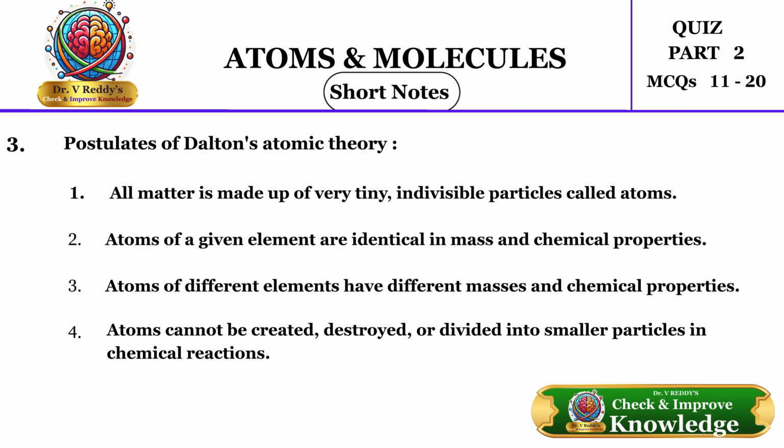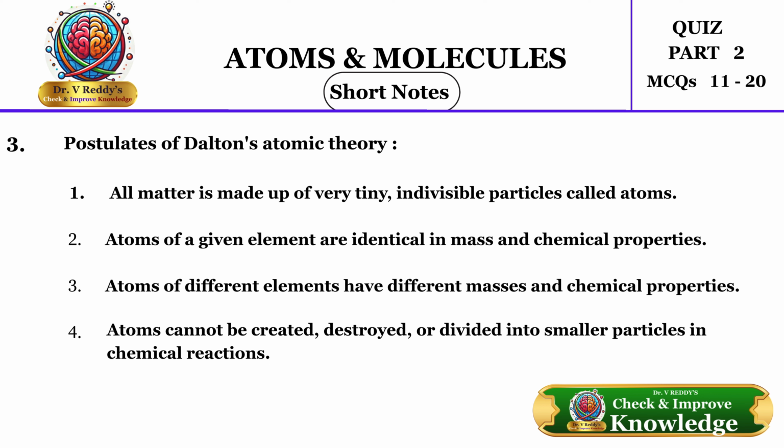1. All matter is made up of very tiny indivisible particles called atoms. 2. Atoms of a given element are identical in mass and chemical properties. 3. Atoms of different elements have different masses and chemical properties.